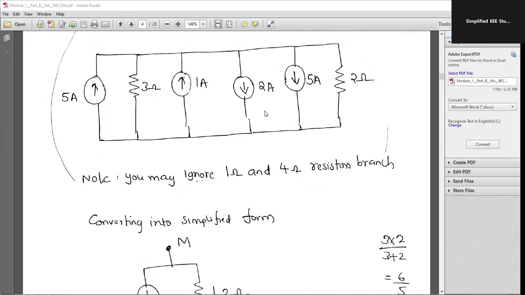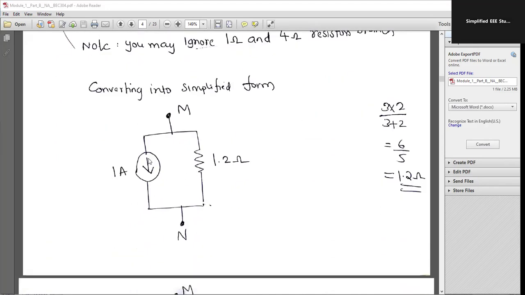1 ampere will be in the downward direction because in the downward direction the magnitude is 2 plus 5, that is 7 ampere. In the upward direction, it is 5 plus 1, 6 ampere. So of course the current will be flowing in the downward direction because the downward current dominates the current which is moving upward. That is very clear here. In the figure, we'll write it as 1 ampere.